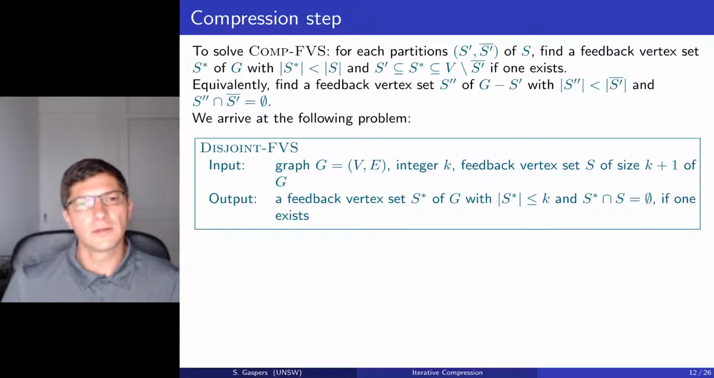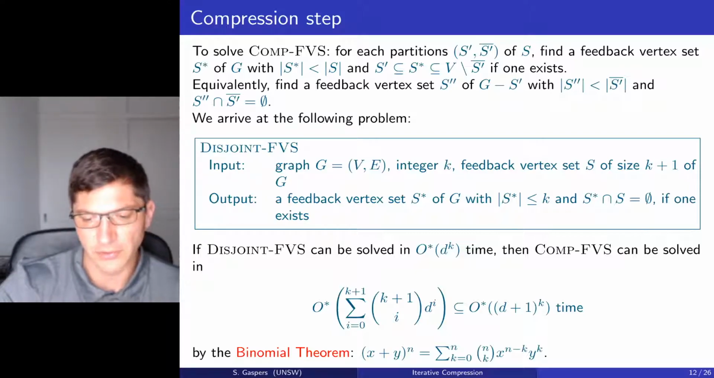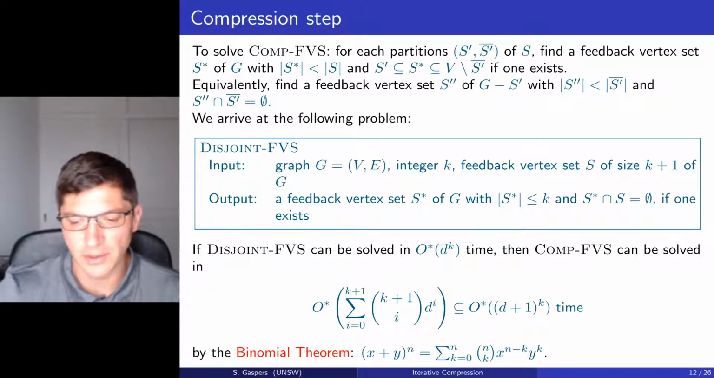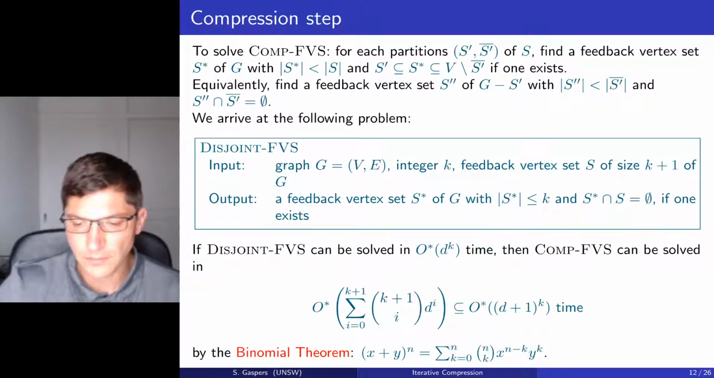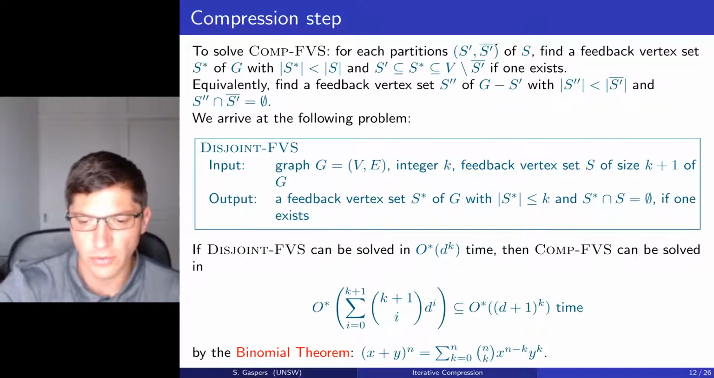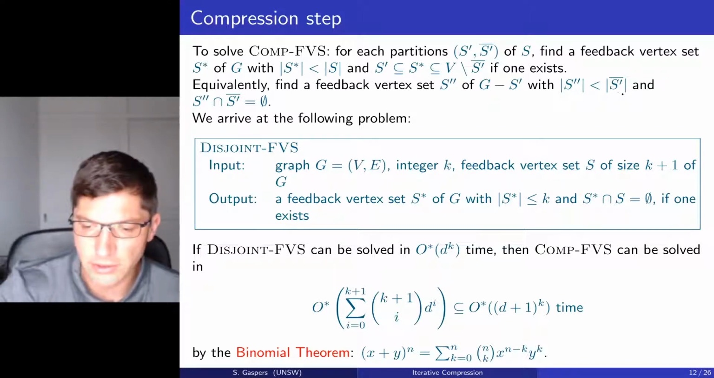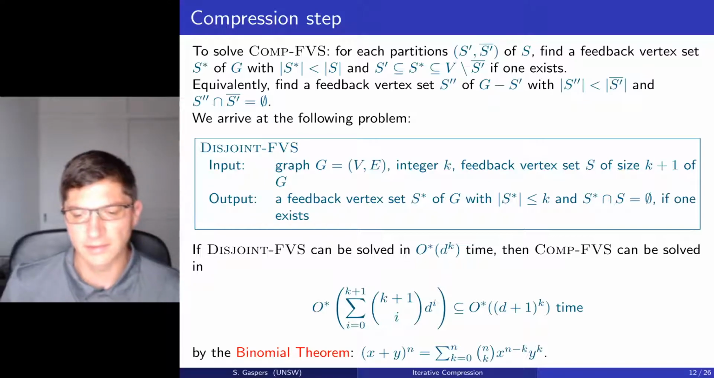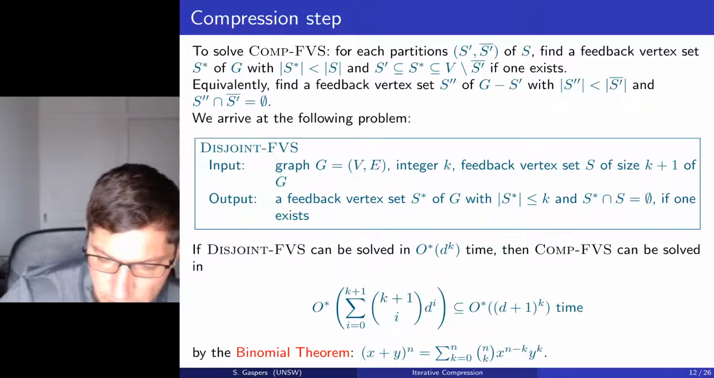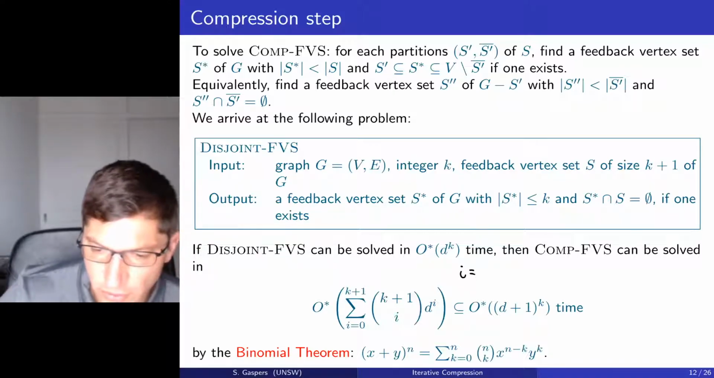Now let's say that we have an algorithm for disjoint feedback vertex set with some running time. How fast can we now solve the compression variant of the feedback vertex set problem? Let's say that disjoint feedback vertex set can be solved in time O star of d to the power k. Now, what does the compression algorithm do? It goes through all partitions of S, and for each of these sets S prime bar, it does something. In the summation here, I will stand for the size of S prime bar.